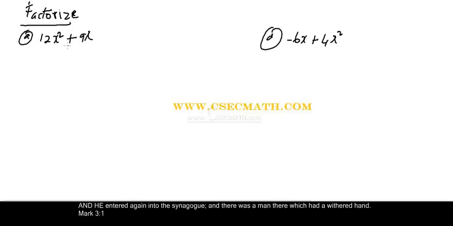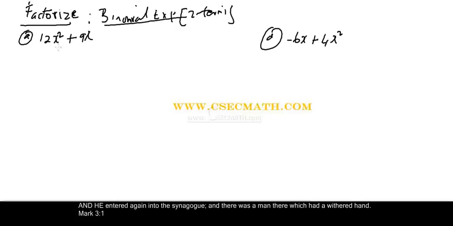Problem A is 12x squared positive 9x. We are expected to factorize and write it as a product of two terms, that is, as a binomial expression. So whenever we say binomial, it means two terms are involved. You get my point? That is the critical understanding in working out these problems.